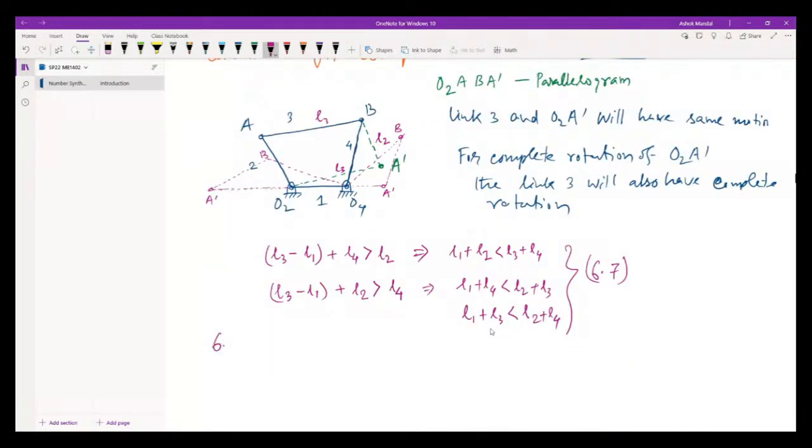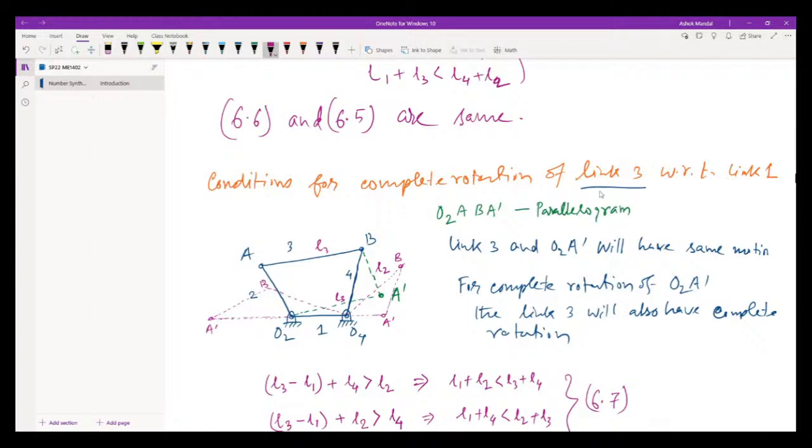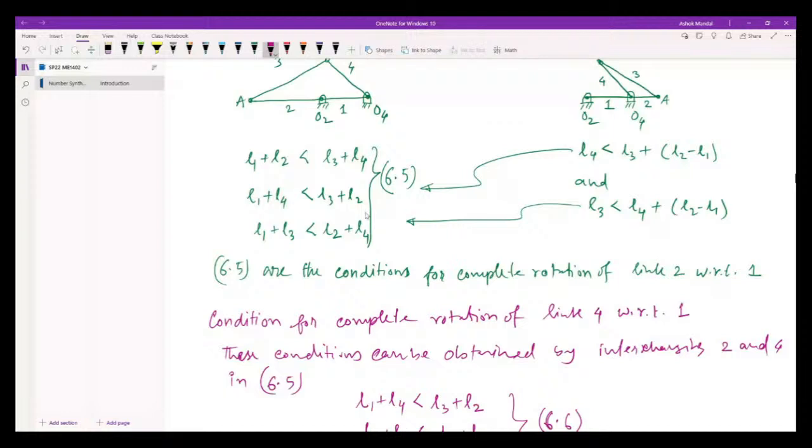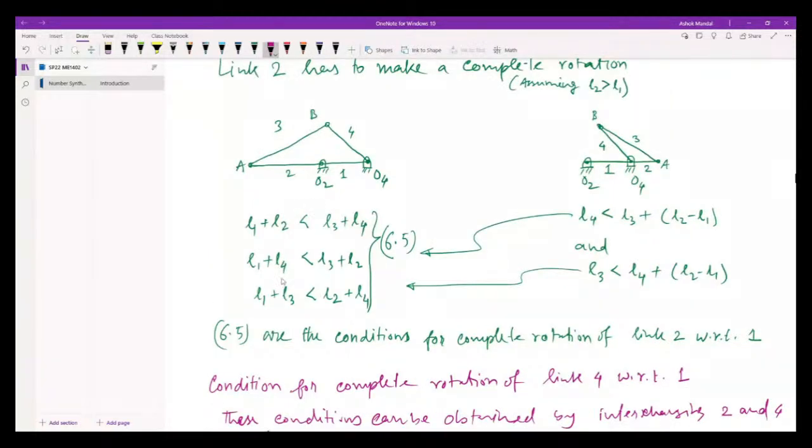So 6.5, 6.6 and 6.7 are the same relation. So this relation 6.7 gives you the condition for complete rotation of link 3 with respect to link 1. Now this is the only condition you have. These three inequalities give you the complete rotatability of link 2, link 3 and link 4 with respect to link 1. Okay.